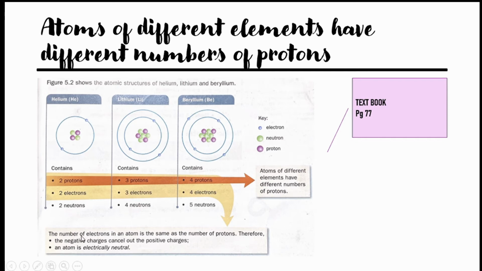The number of electrons in an atom is the same as the number of protons. Therefore, the negative charges cancel out the positive charges. An atom is electrically neutral. This one is like what we have discussed in the previous slide.